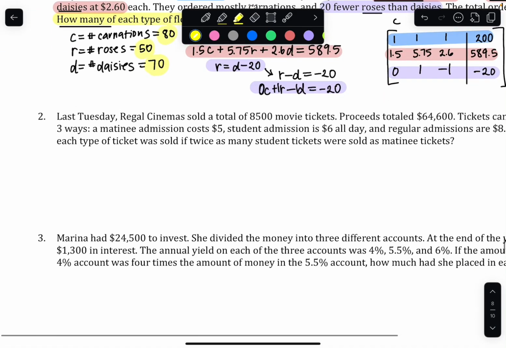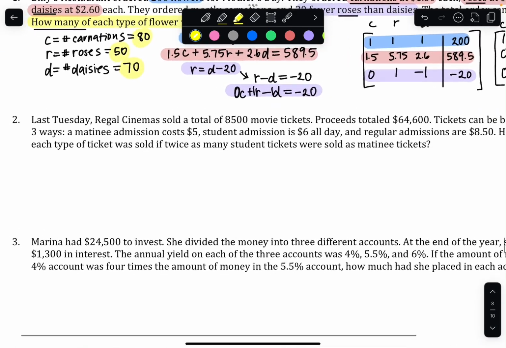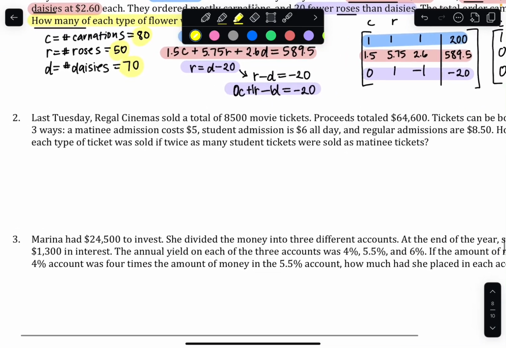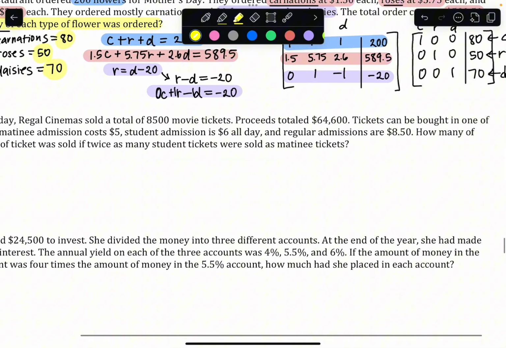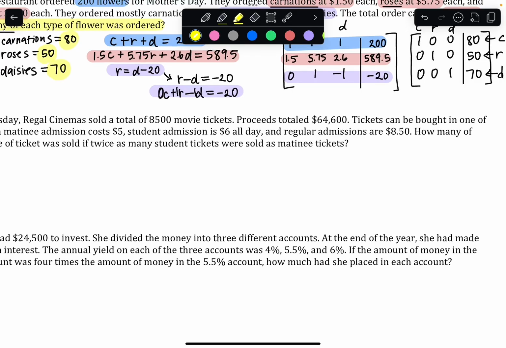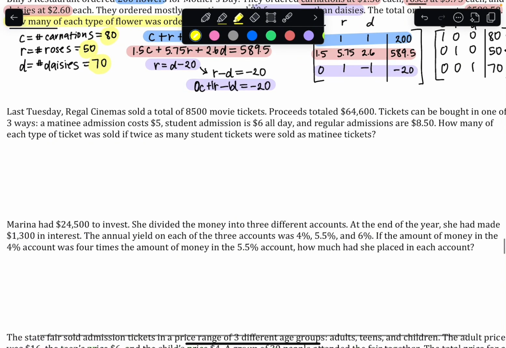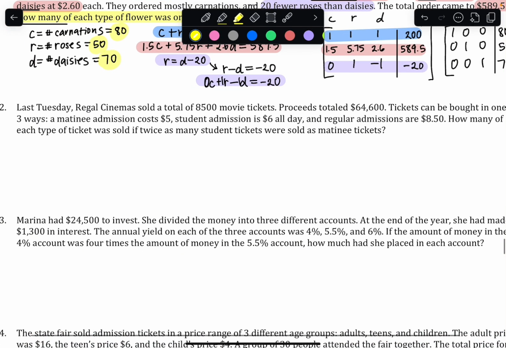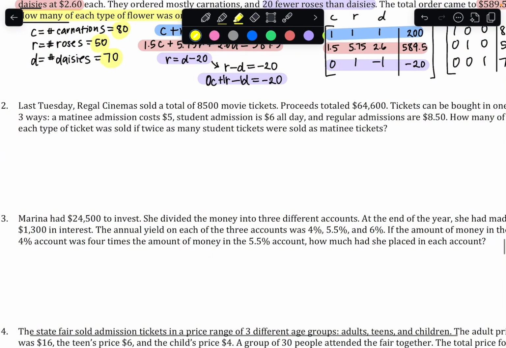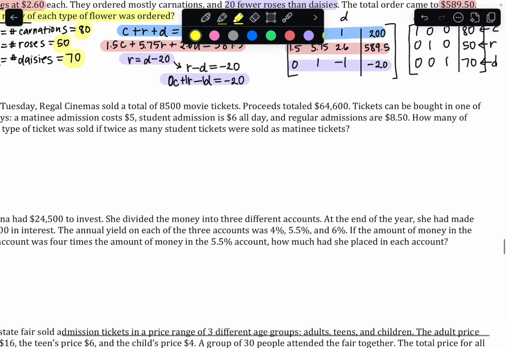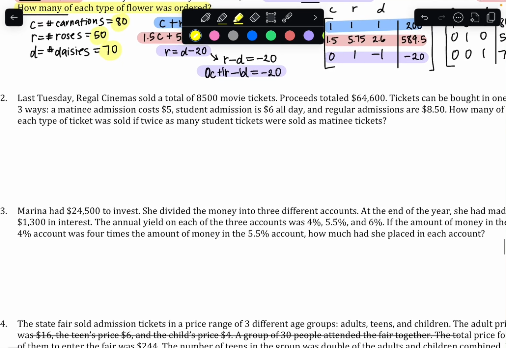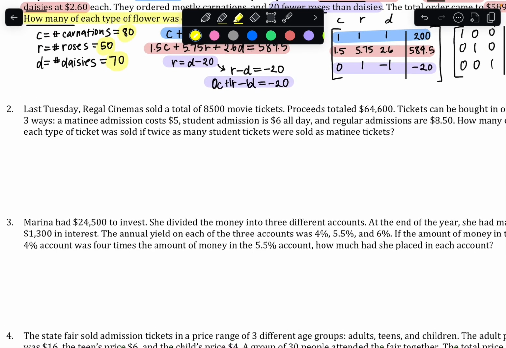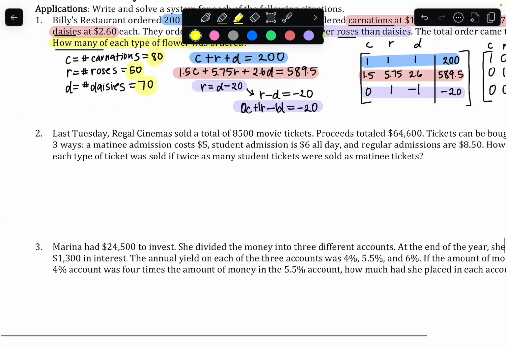Okay, for our next example, it says last Tuesday, Regal Cinemas sold a total of 8,500 movie tickets. Proceeds totaled $64,600. Tickets can be bought in one of 3 ways. A matinee admission costs $5, student admission costs $6, and regular admissions are $8.50. How many of each type of ticket is sold if twice as many student tickets were sold as matinee?